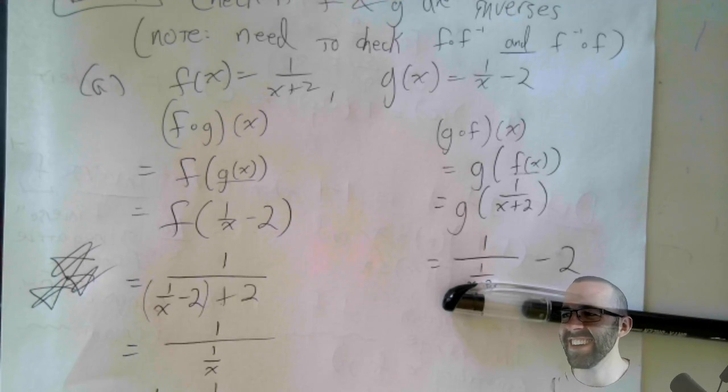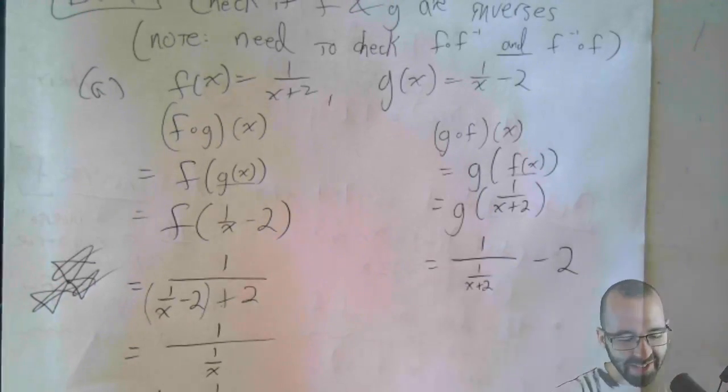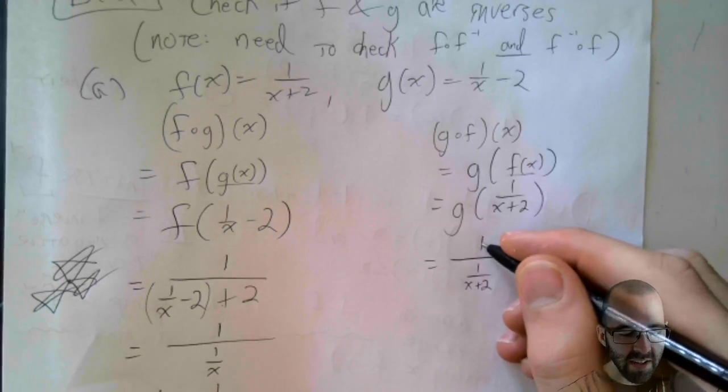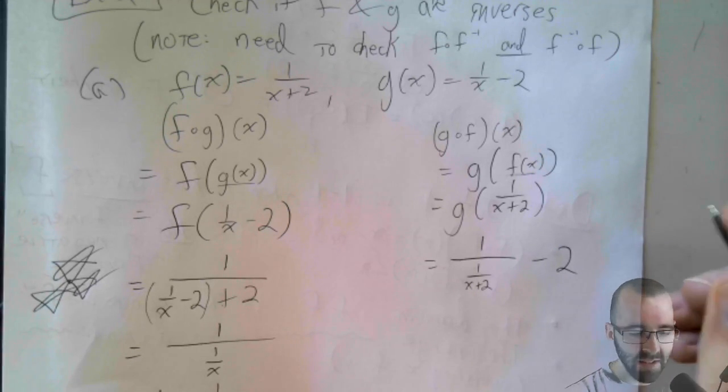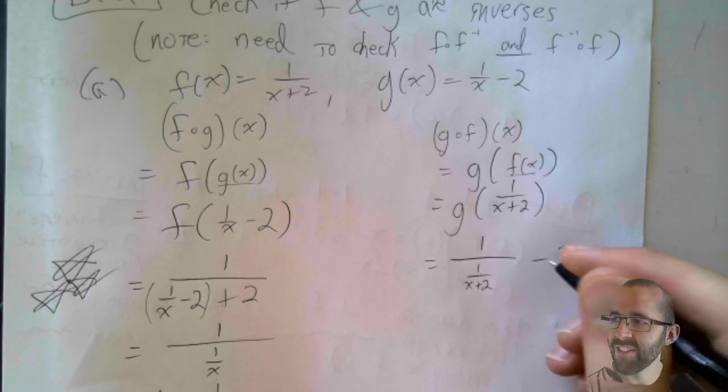All right. So let's finish the problem. Again, we have the reciprocal of a reciprocal. It's just going to be x plus 2. But remember what we have right here.